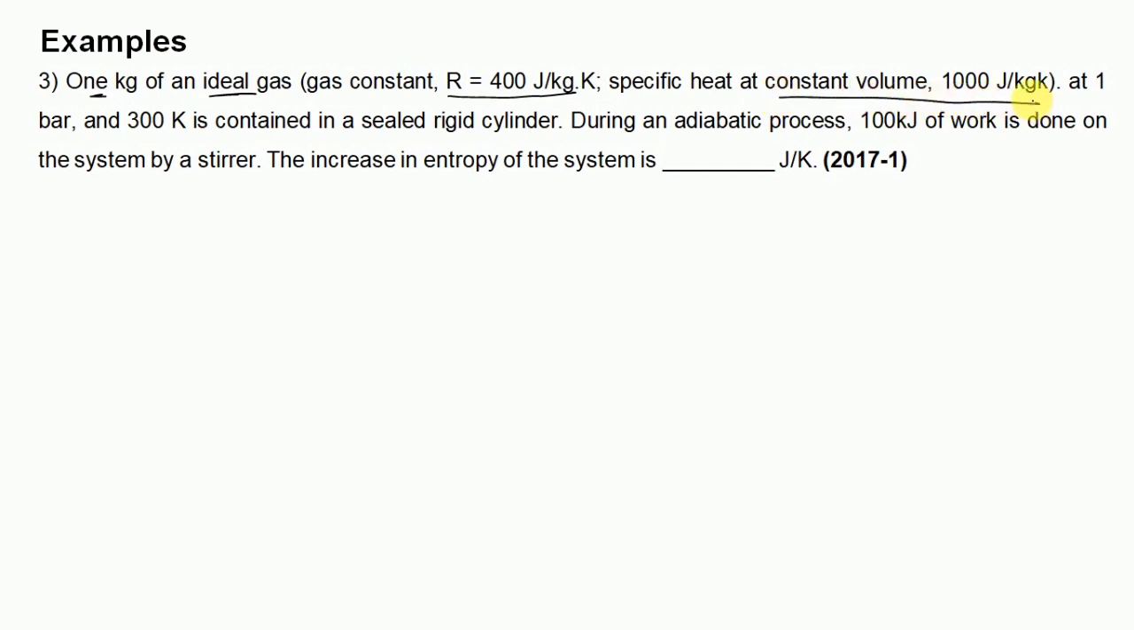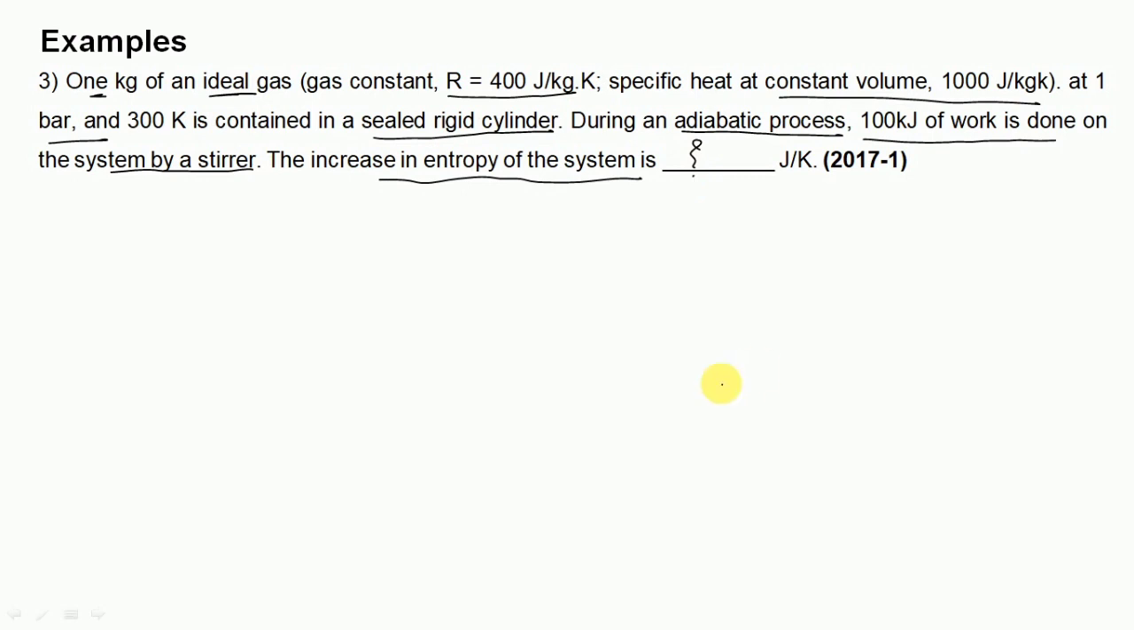So CV is given, it is 1000 joule per kg Kelvin, at 1 bar and 300 Kelvin. So pressure and temperature both are given. It is contained in a sealed rigid cylinder. So this ideal gas is filled in the rigid cylinder. During the adiabatic process carried out on this gas, 100 kilojoule of work is done on the system by the stirrer. So how much entropy is generated, or the increase, we need to find.